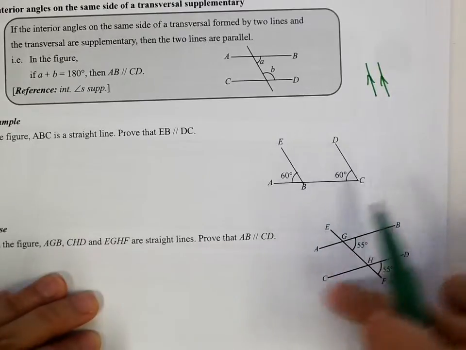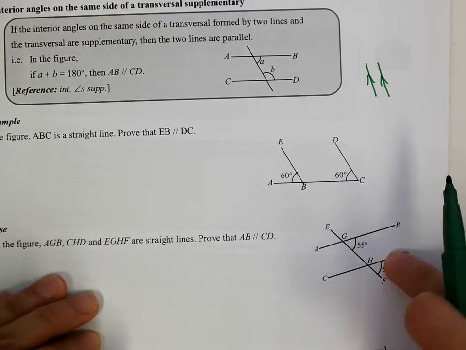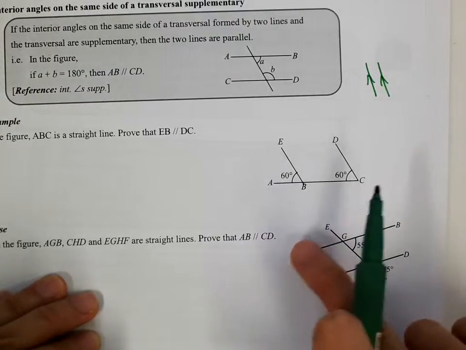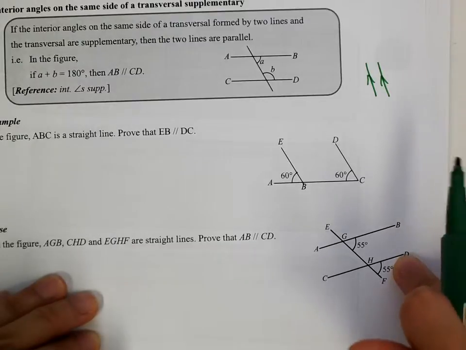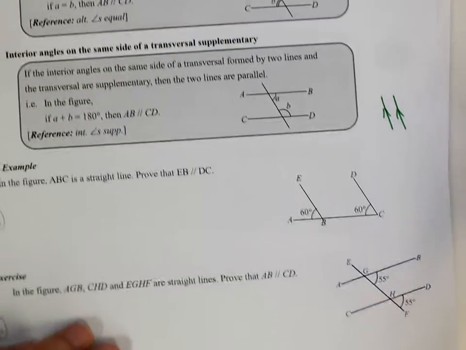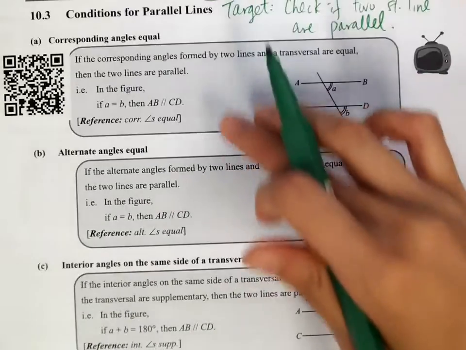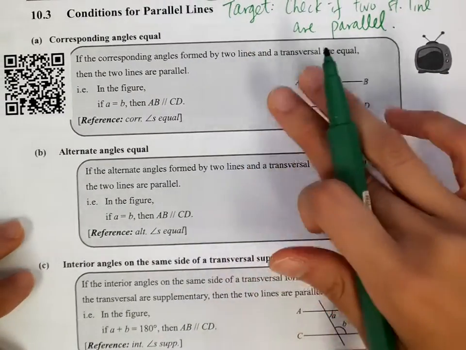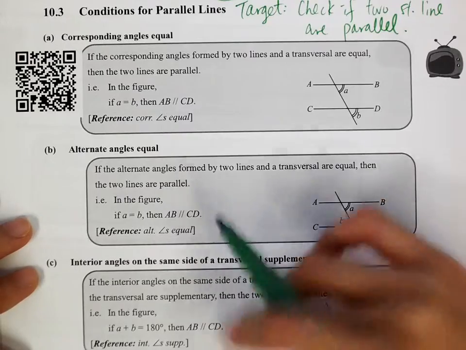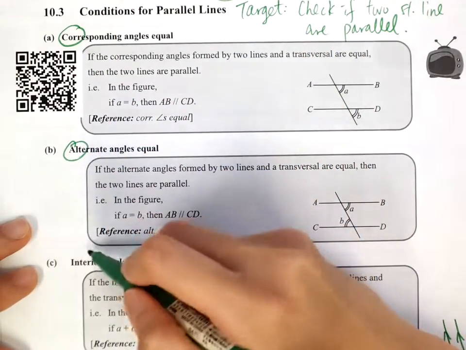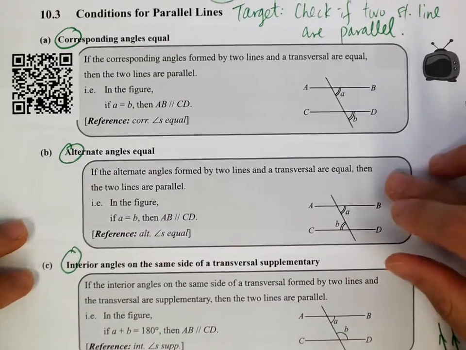Also, for these two lines, although they look like parallel lines, they are not. That's why we also need to show AB parallel to CD by ourselves. So how do we show that two lines are parallel? Here we have three methods. The three methods are closely related to corresponding angles, alternate angles, and interior angles.